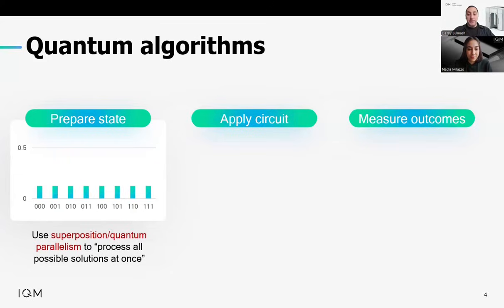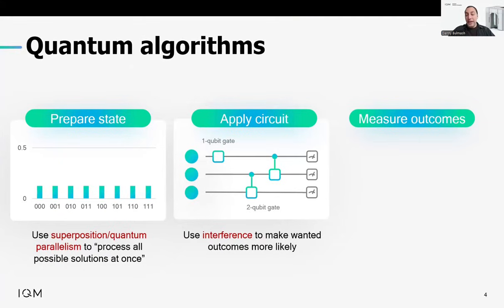Quantum algorithms are different. And this slide is essentially a summary of what we want to understand today. When we prepare the state that we're putting into a quantum algorithm, we want to do something special. We want to use superposition, or so-called quantum parallelism, which we'll describe a little bit later, to do something kind of like processing all possible solutions at once. And this is a very powerful technique that is different from classical algorithms, and it's not available to classical algorithms at all. We then want to apply a quantum circuit.